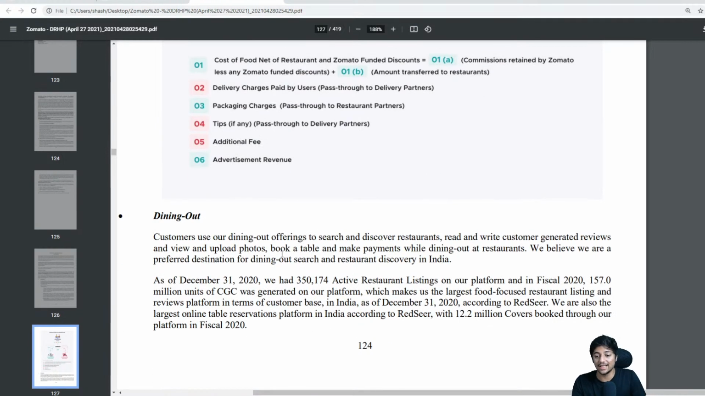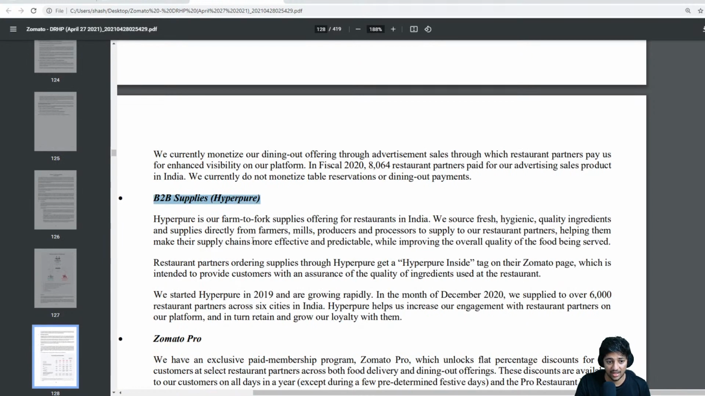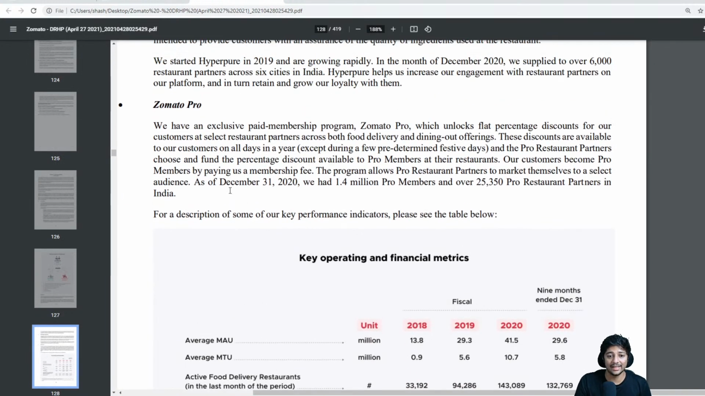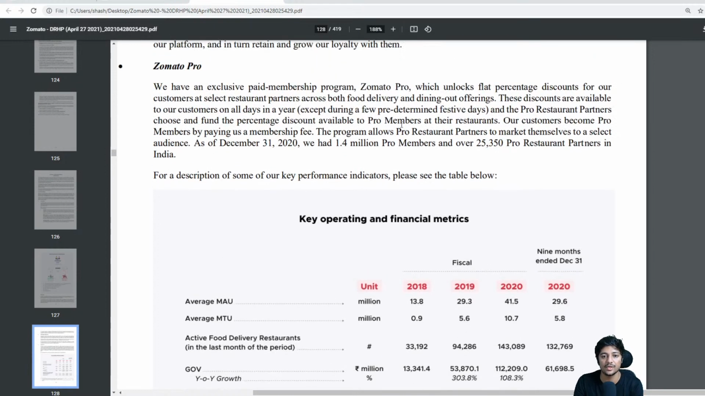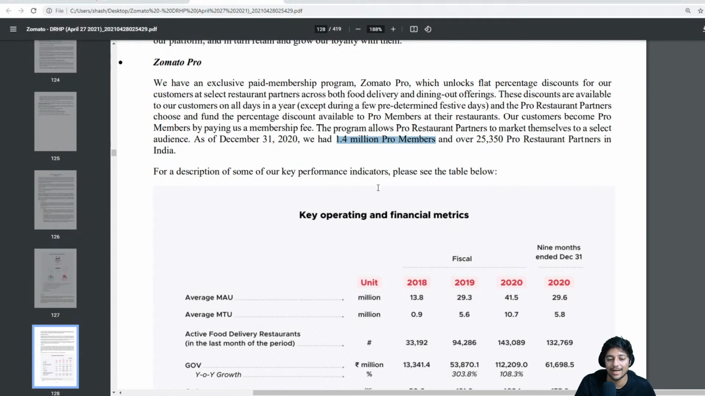Then you talk about dining out with the number of restaurants they had. You see Hyperpure, Zomato Gold, and then to understand how Zomato Gold works, they have also given some metrics here. And look at this. See this metrics, okay? The program allows pro restaurant partners to market themselves to a select audience. As of December 31st, we had 1.4 million pro members. Now, these are pro members who are part of an exclusive paid program called Zomato Pro, which unlocks flat percentage discount for our customers at select restaurants across both food delivery and dining out. This was our Zomato Gold that we used.